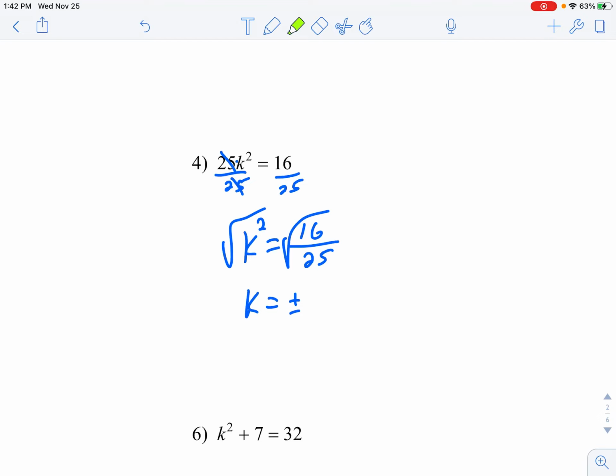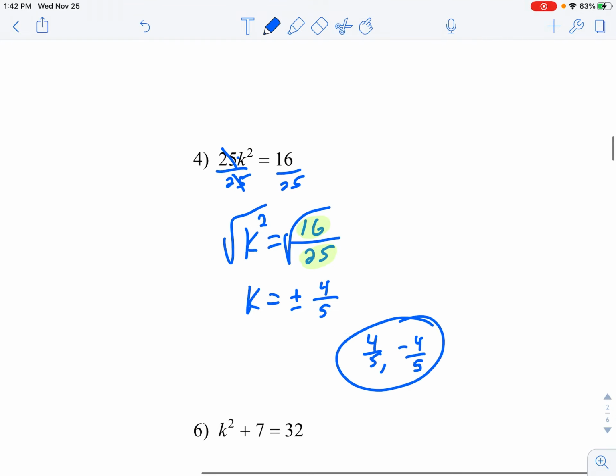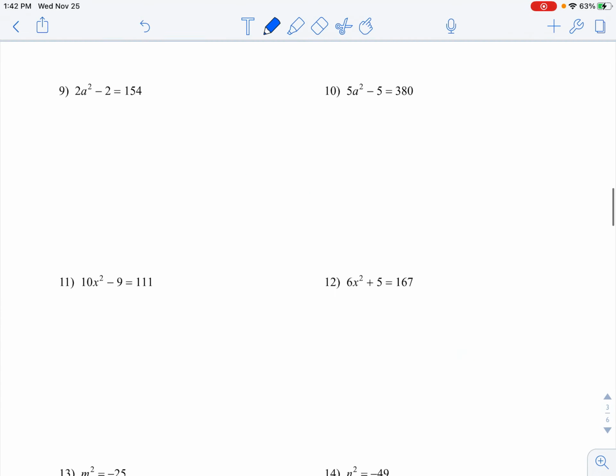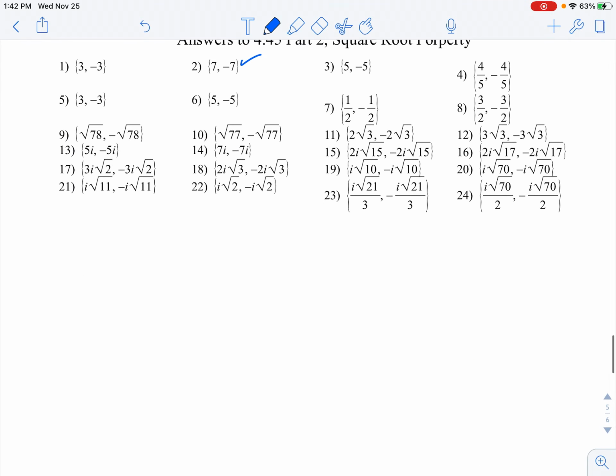And now just do the square root. What's the square root of 16 and what's the square root of 25? Square root of 16 is 4. Square root of 25 is 5. So the answer is either 4/5 or negative 4/5. Let's check number 4 and make sure I did it right. 4/5 and negative 4/5. Right on.